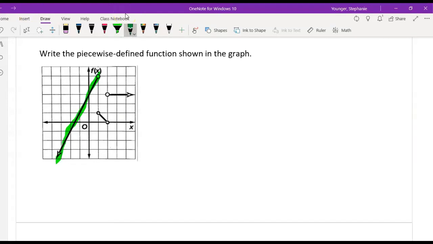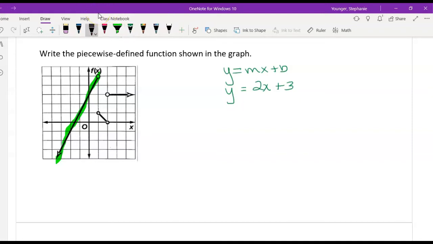So piece 1 is a linear function, so we know it's going to take the form of y equals mx plus b. Well, let's first find our y-intercept. Here it is. It's at 3, so that's +3. And if we find our slope, we go up 2 over 1. So we know that the green portion is 2x plus 3.